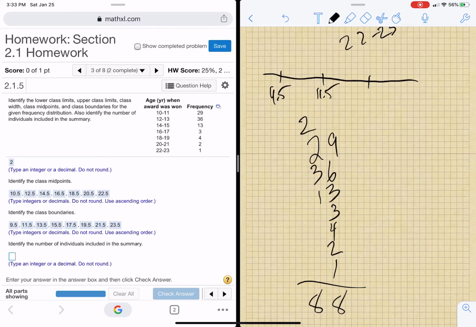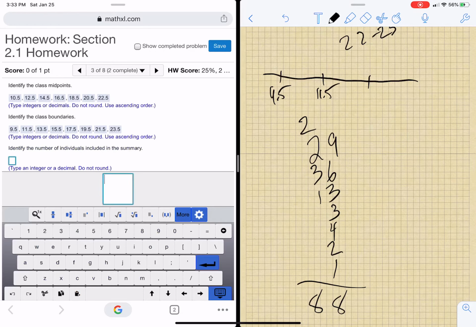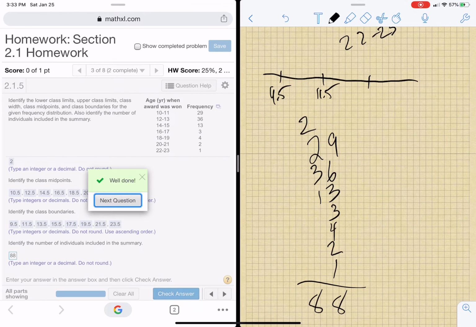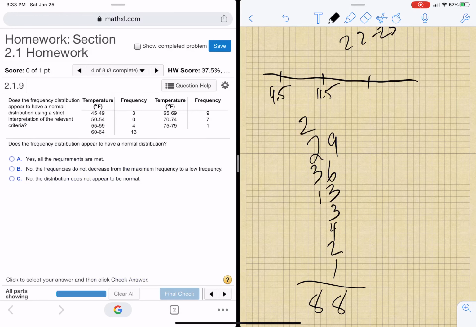78, 81, 78. I'm going to try it. If it's wrong, then it's wrong. Okay, good. 4. Okay, does the frequency appear to be a normal distribution? So to be a normal distribution, we're going to count up. So 3, 0, then it goes 14, it shoots up to 13, back to 9, 7, and 1.